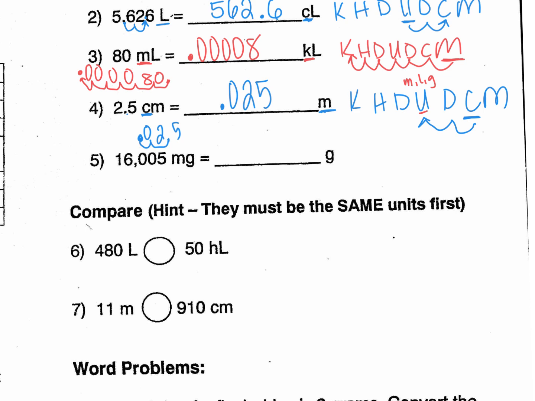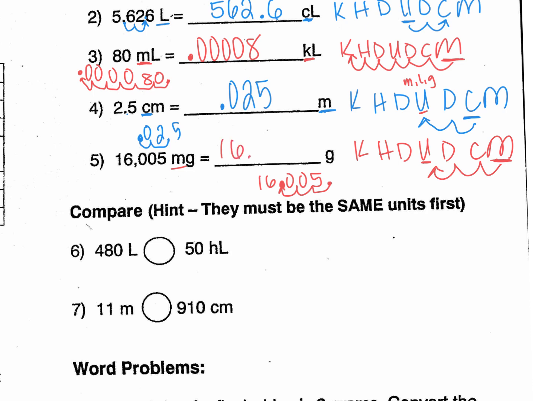Okay, again, if you want to try the next one and then check it, you can. So pause it, and then when you're done, play, and then you can check. King Henry doesn't usually drink chocolate milk. All right, this time I'm starting with a milligram. That's my prefix, milli. I'm going to a plain gram right here. So 1, 2, 3 places to the left. 16,005 is a whole number, so I'm going to start my decimal at the end, and I'm going to move it 1, 2, 3 places to the left. So my answer is 16.005 grams.